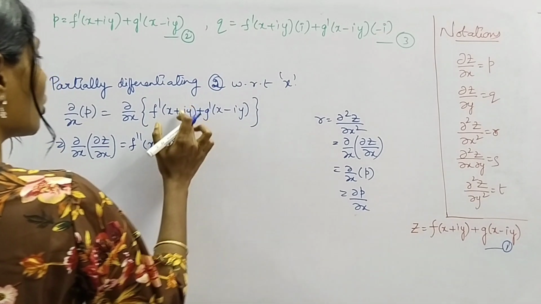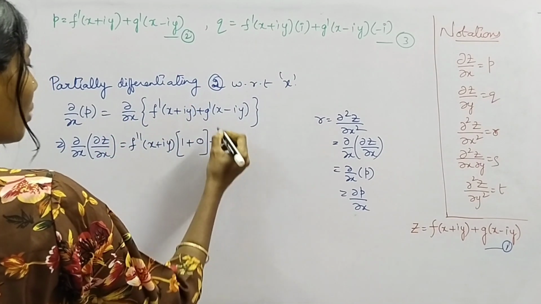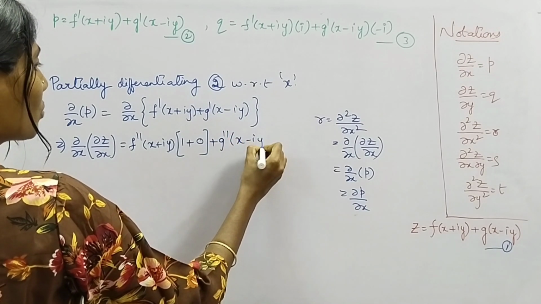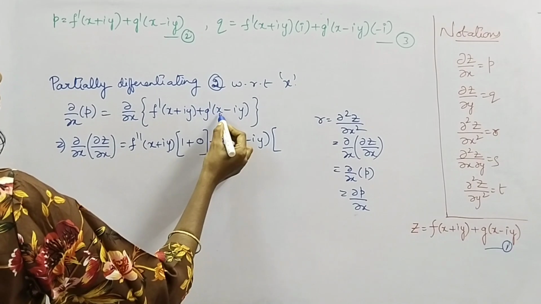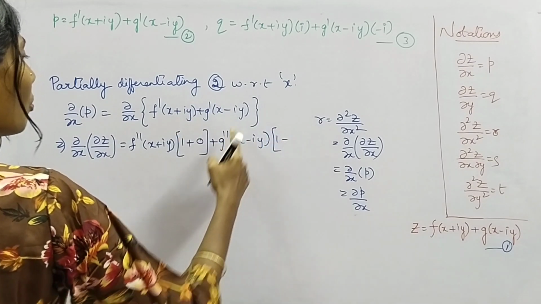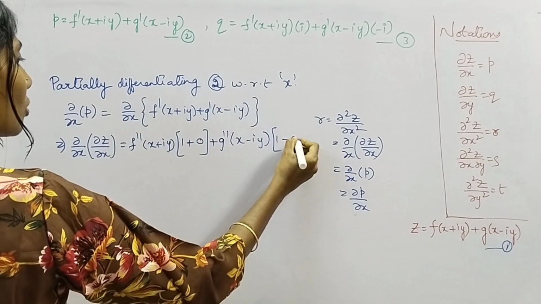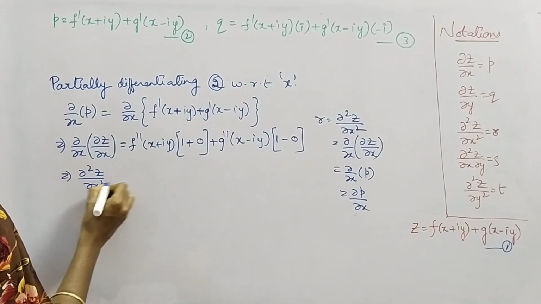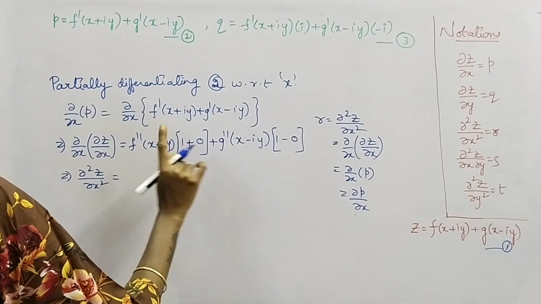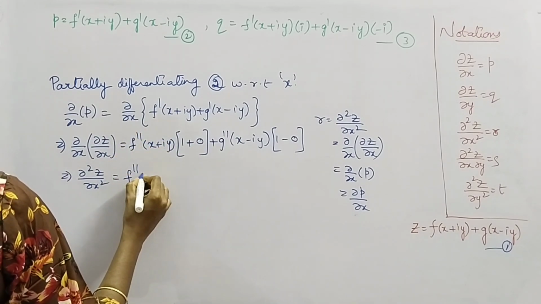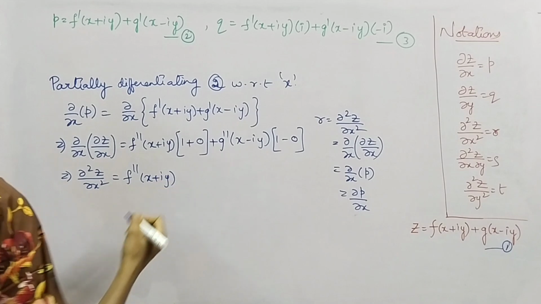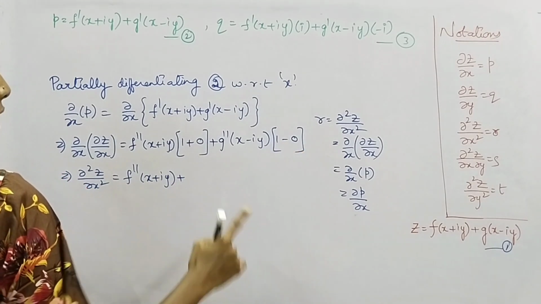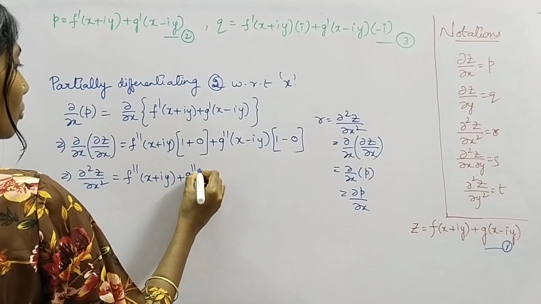So you will get partial derivative of a constant with respect to x 0, plus partial derivative of g dash with respect to x is g double dash of x minus iy into inner derivative. Partial derivative of x with respect to x is 1, minus partial derivative of a constant with respect to x is 0. Right? This gives us dou square z by dou x square equal to 1 plus 0 is 1, 1 into f double dash is f double dash, f double dash of x plus iy, plus 1 minus 0, 1, 1 into g double dash is g double dash.